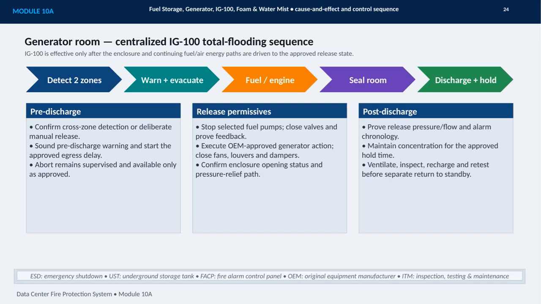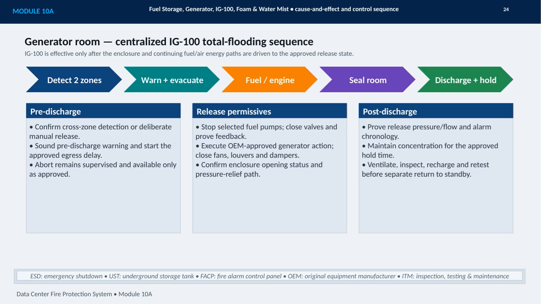This slide presents the centralized IG-100 total flooding sequence for a generator room. The key principle is that IG-100 is effective only when the enclosure and the continuing fuel and air energy paths have been driven to the approved release state. The sequence begins with detection in 2 zones, followed by warnings and evacuation. During pre-discharge, the system confirms cross-zone detection or a deliberate manual release, sounds the pre-discharge warning, and starts the approved egress delay. The abort function remains supervised and available only when approved.